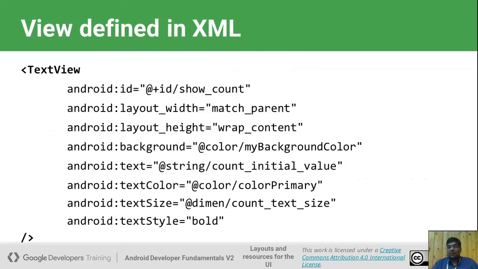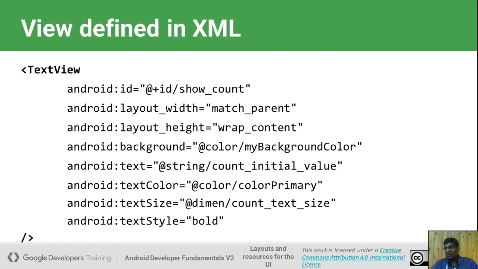So here are some attributes of a text view. Here is the ID, layout width, layout height, background, text, text color, text size, text style. Those are some attributes of a text view. What is the ID? The ID is of any component that you want to use in the Java code, to fetch that text view into code.